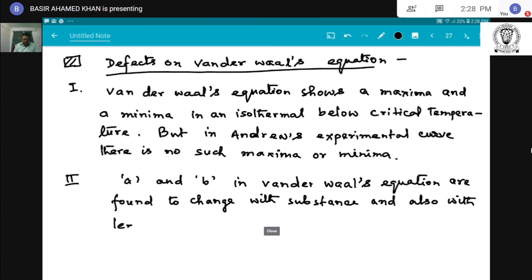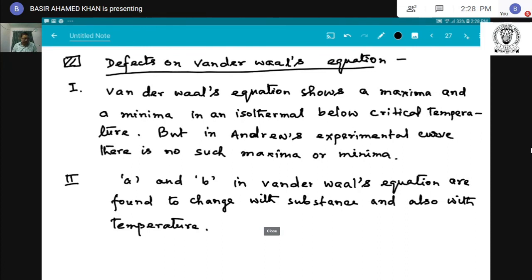That means a and b, the two constants in the van der Waals real gas equation, are not fixed constants. They are also temperature dependent. With the temperature and with the substance, the constants a and b also change.